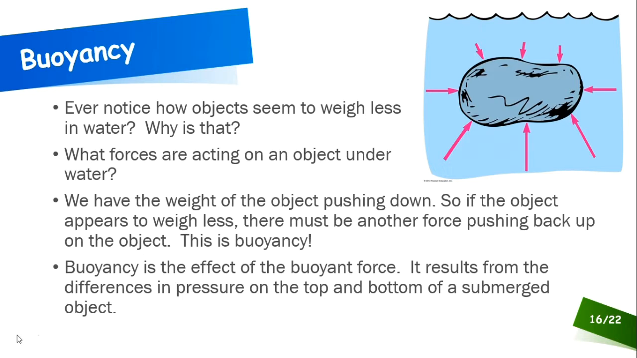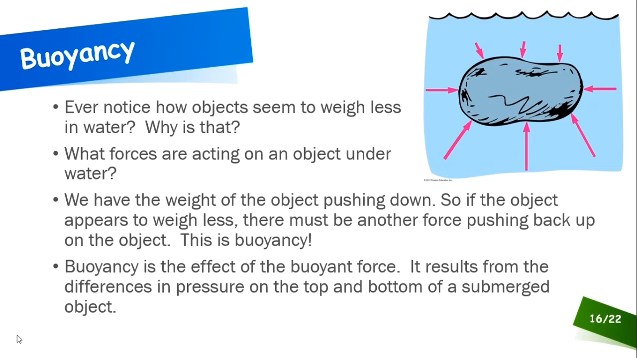Buoyancy is the effect of your buoyant force. It results from the differences in pressure on the top and the bottom. On the top of your object, you've got a certain force acting at it. That's the pressure at that depth. But you've got a much higher pressure on the opposite side of the object, because there on the bottom, you're deeper. More depth means you've got higher pressure, and higher pressure means more force. So there's higher force on the bottom than on the top. The net result is a buoyant force that pushes up to resist the weight of the object. And that's why objects appear to weigh less in the water.